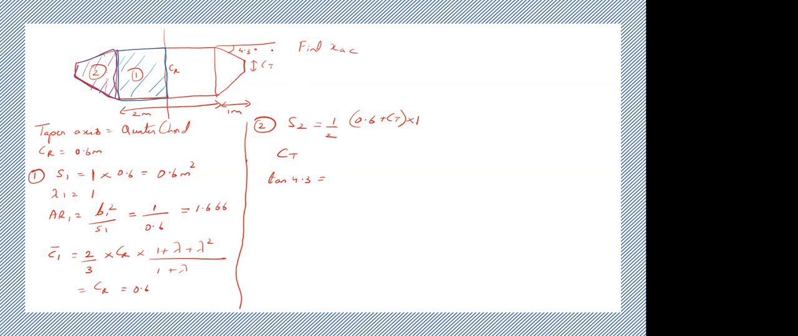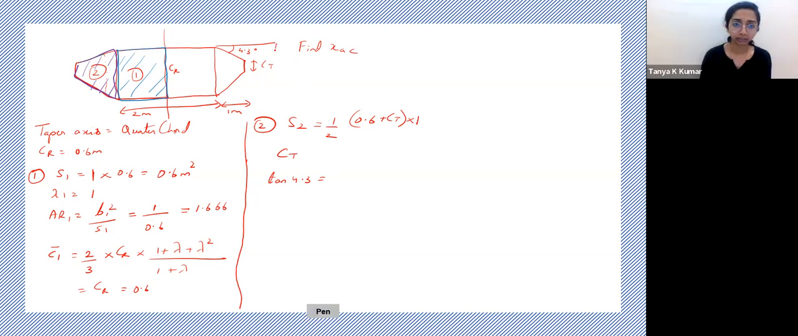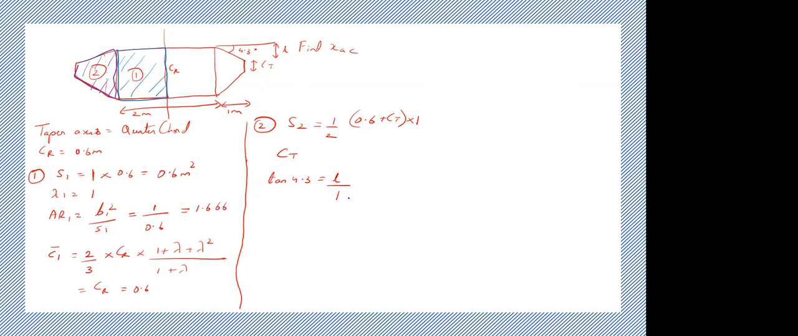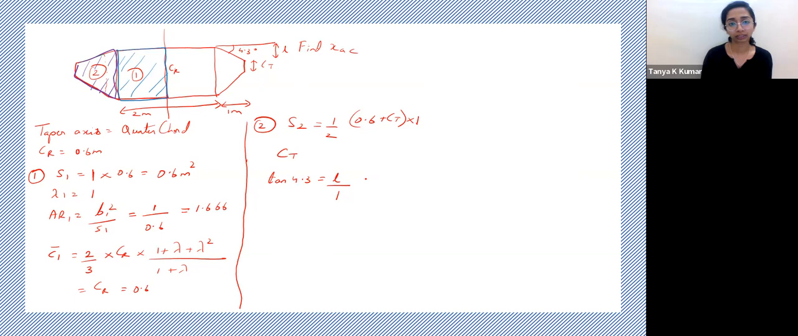It won't be CT. Yes, this distance from this to this, right? So let's take it as some L. So that will be L by 1. Yes. So how do you find out CT from this?